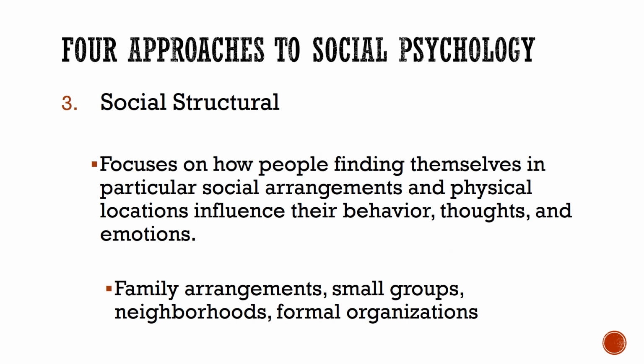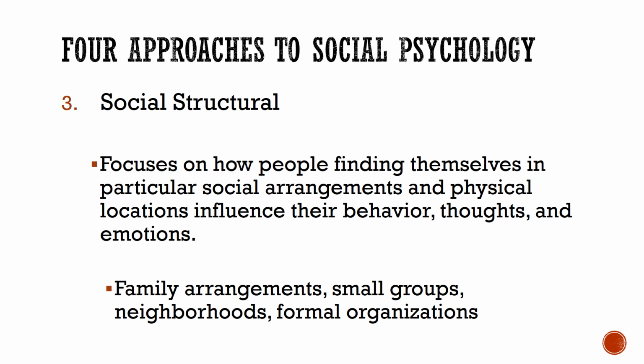The second thing the social structural approach to social psychology focuses on is how people finding themselves in particular social arrangements and physical locations influence their behavior, thoughts, and emotions. People find themselves in particular family arrangements, particular small groups, neighborhoods, and formal organizations. Now, sometimes these arrangements were their choice, other times it's just luck and happenstance.